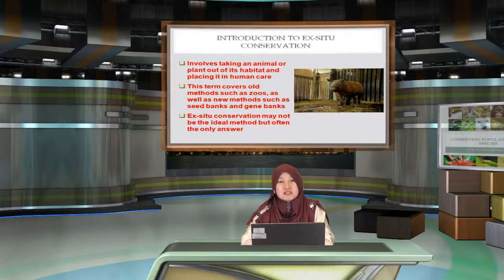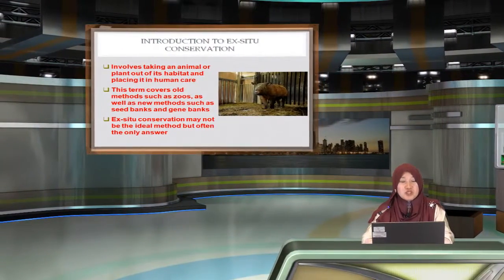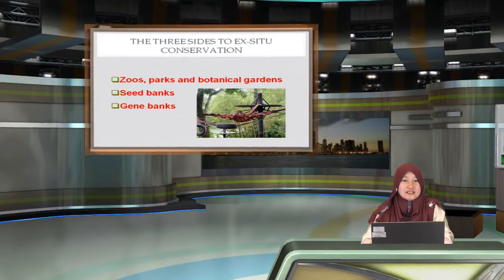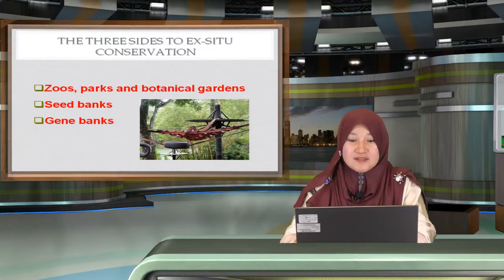So ex situ conservation may not be the ideal method, but often the only answer, especially to save those species that have the conservation status of critically endangered or at risk of extinction, like the Sumatran rhinoceros of Sabah. The three sides to ex situ conservation are zoos, parks and botanical gardens, seed banks and gene banks.